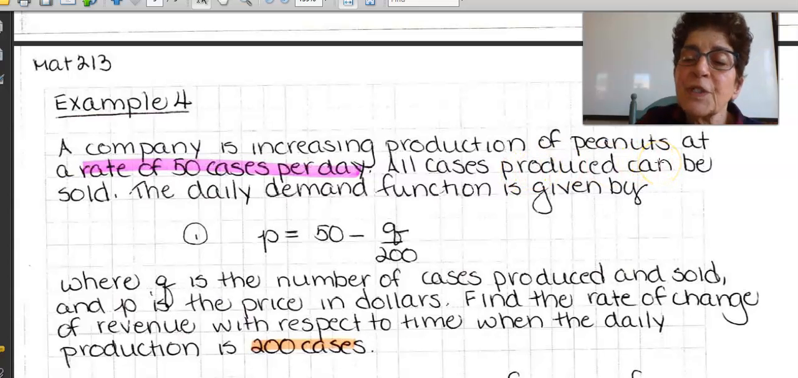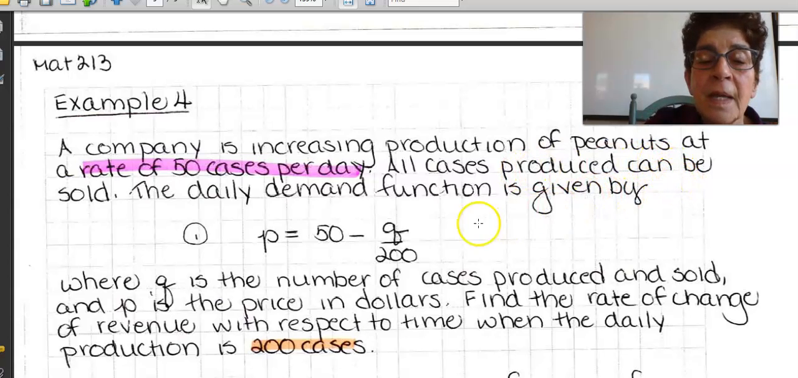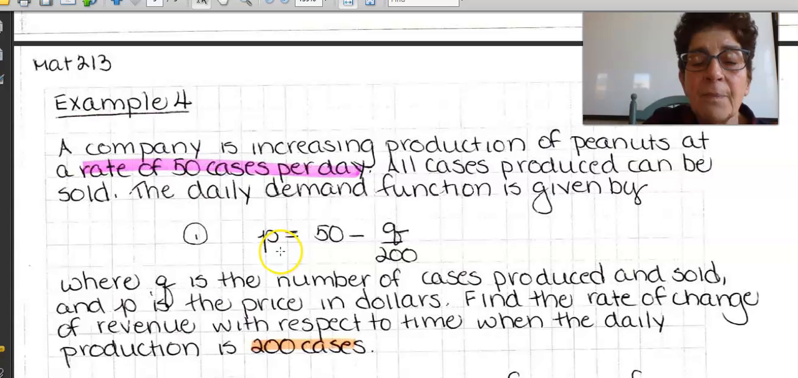All the cases produced can be sold, and here's the daily demand function. You might remember this from previous examples where P is price, Q is quantity demanded. In this example, the quantity demanded is also the quantity we're going to produce and sell. They're telling us Q is the number of cases produced and sold, and P is the price in dollars. Both of these quantities change daily.